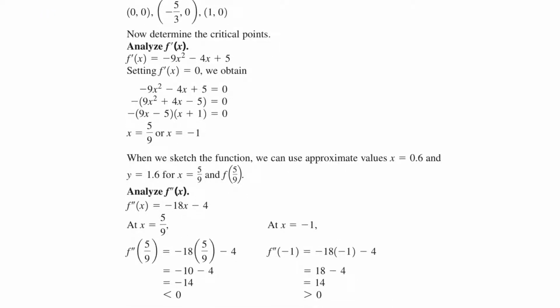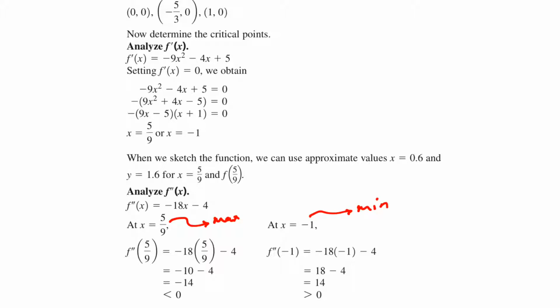Critical numbers: we find the derivative, set it to 0, and by factoring, we find x equals 5/9 or negative 1. The second derivative is negative 18x minus 4. At 5/9 the second derivative is negative, at -1 it is positive. Therefore, 5/9 is locating a local maximum and -1 a local minimum.